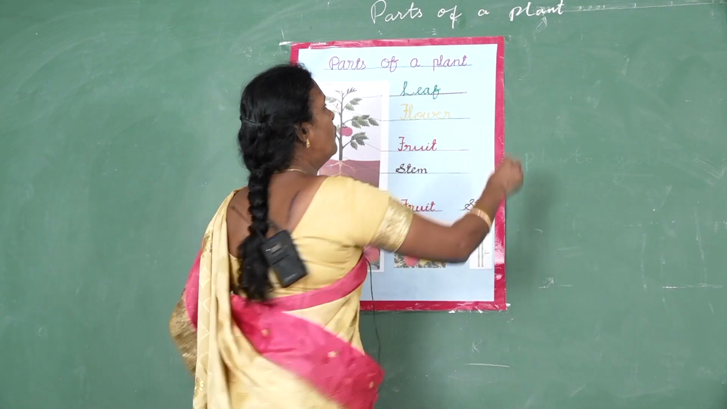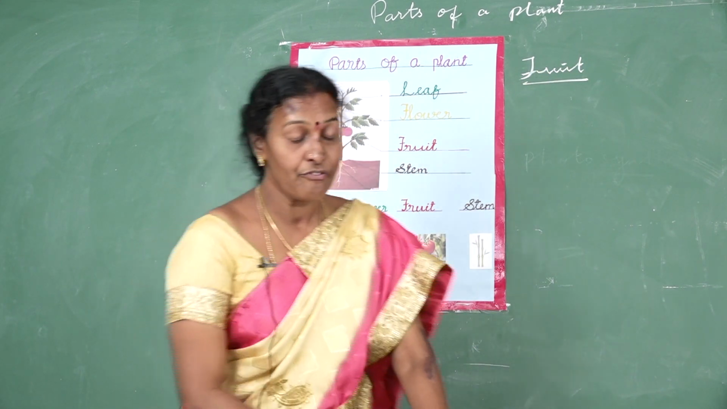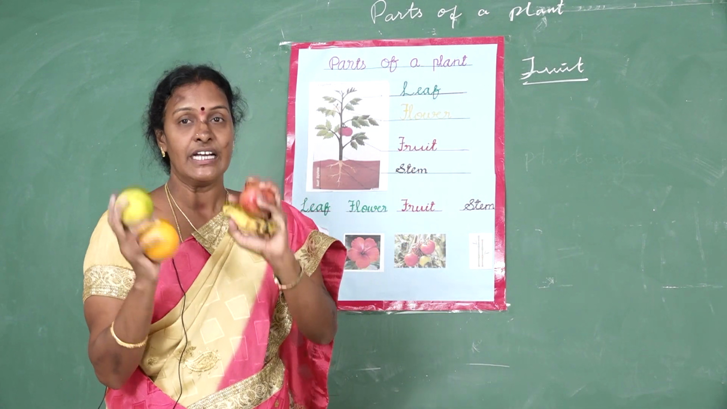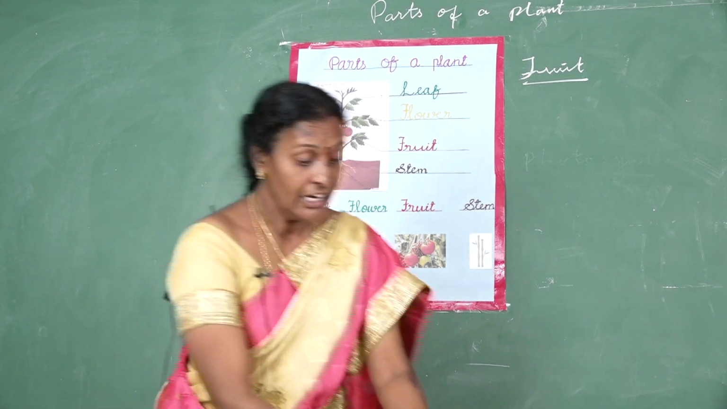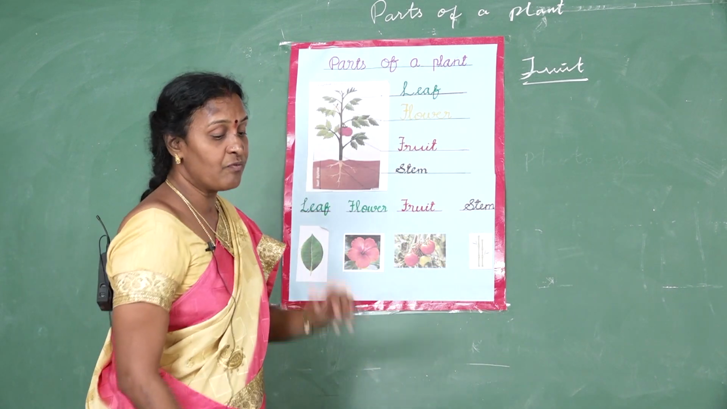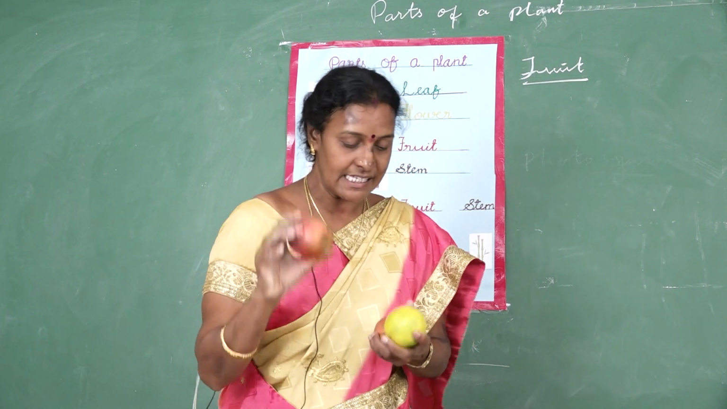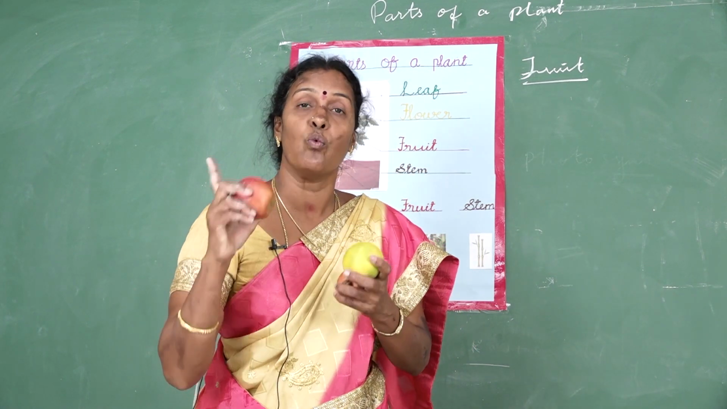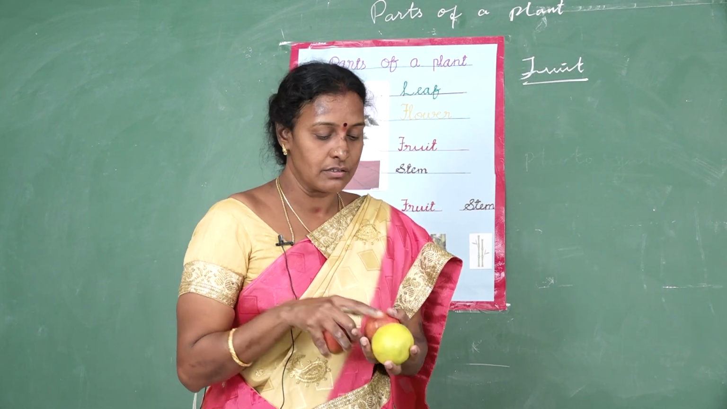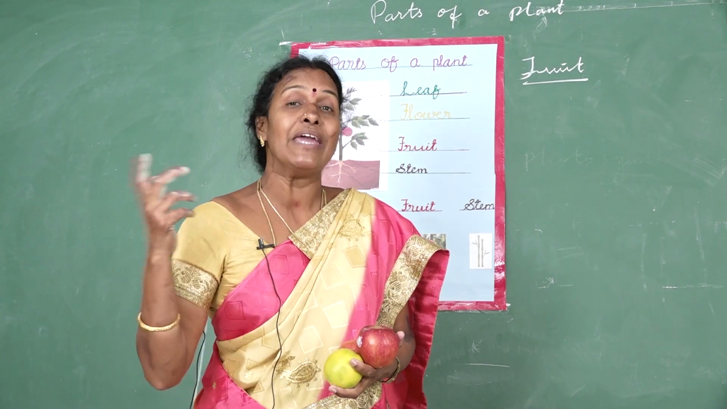Now we see the fruit. It develops from flowers. There are different colors. It is good for our health. Some fruits have many seeds. Some fruits have one seed. Which fruits have many seeds? Pomegranate, apple, papaya, watermelon. These fruits have many seeds.